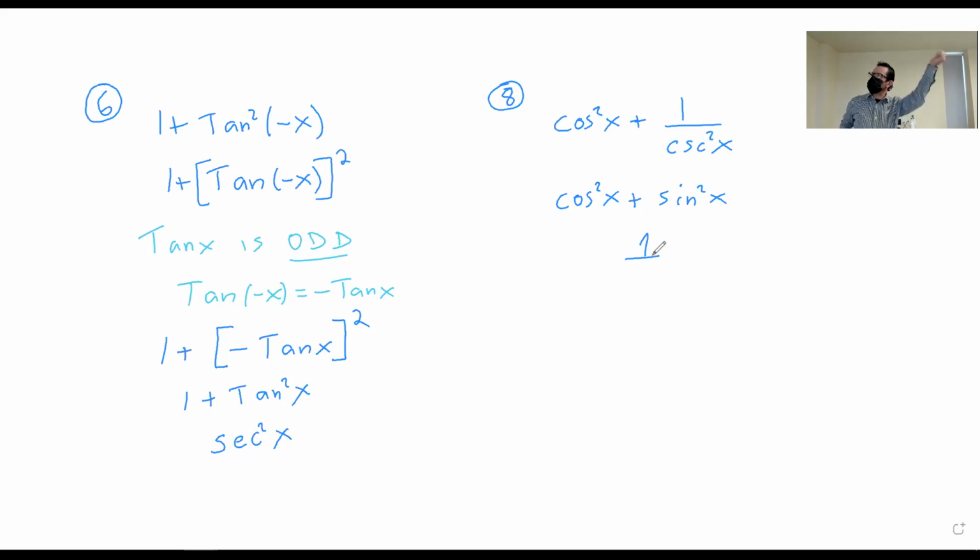Cosecant is not 1 divided by sine. So if we substitute the cosecant, we're going to have 1 divided by sine squared. Let's do it step by step. So cosecant squared is 1 divided by sine squared, and then we can do the tortilla law.